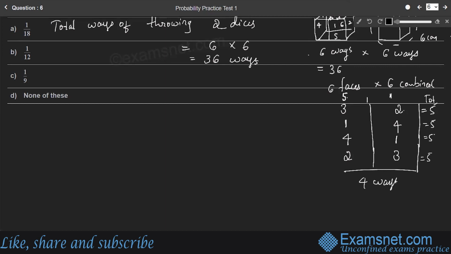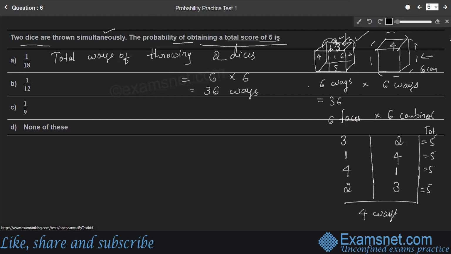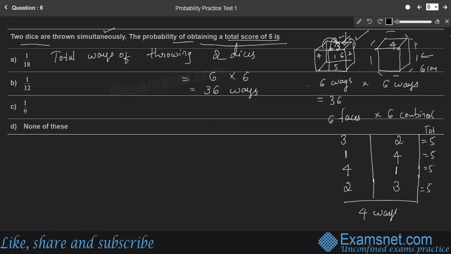If you get 1 also in another dice, it total becomes 6, right? According to the question, this condition doesn't hold, because the total score should be 5 here. Therefore, these are the 4 ways of getting total score of 5, right? So ways of getting total score of 5 is equal to how many ways? There are 4 ways, right?